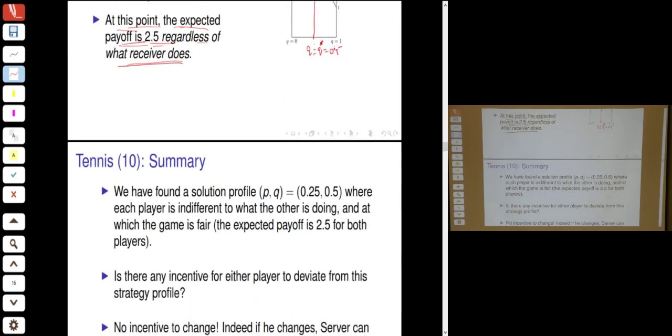So now, if the receiver chooses to play p star, which is 0.25, and the server decides to play q star, which is 0.5, then each of them is indifferent to what the other player is doing, and at that point the game is fair, because we just calculated that if the receiver plays p star, which is 0.25, and the server plays q star, which is 0.5, then the payoff for both the players is 2.5. Okay? So it's a fair game.